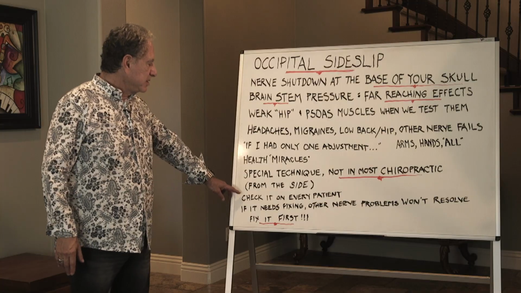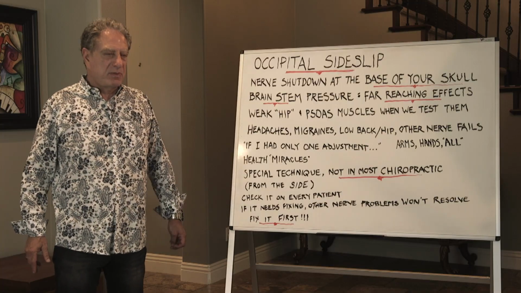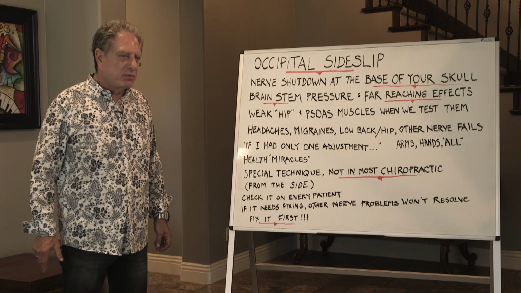We will test your hip in what are called psoas muscles. Bring the leg up and out to the side a little bit, push down and out. We find they're dead weak. If they're weak on both sides, you can bet money you have got an occipital side slip. This is something we have to check on every patient because it's a very common problem.